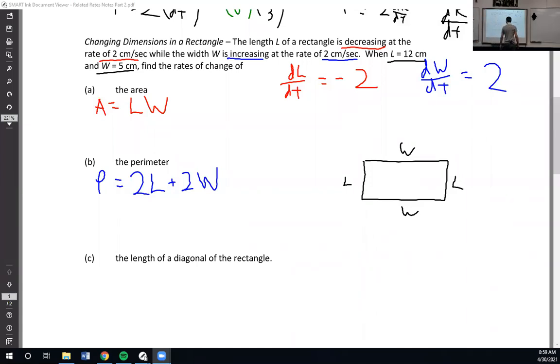First one, the area is length times width. So this one is very similar to the one we just did because it's another product rule. dA/dt equals first times derivative of the second plus second times derivative of the first.